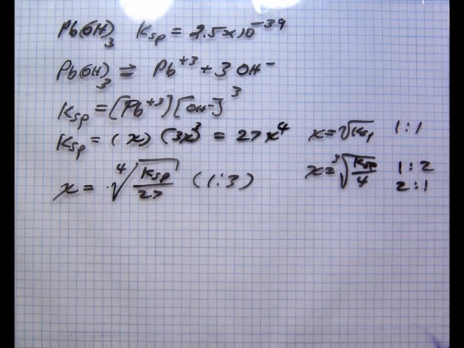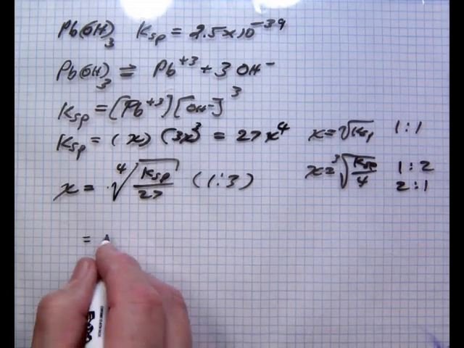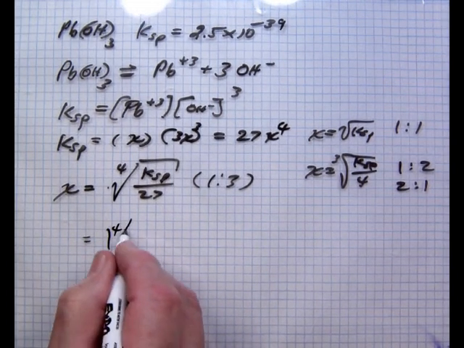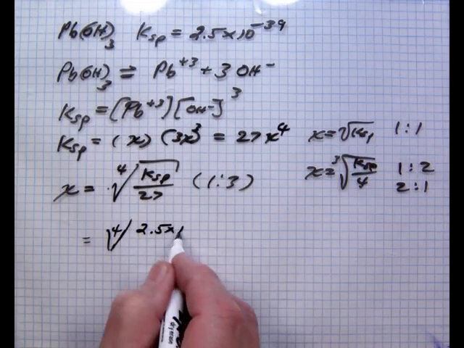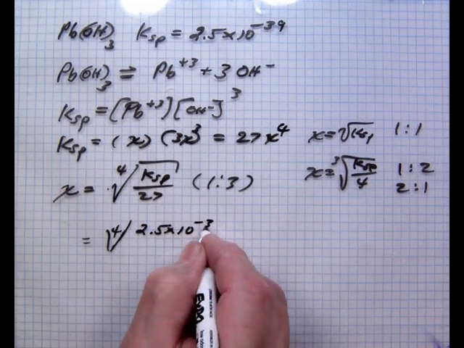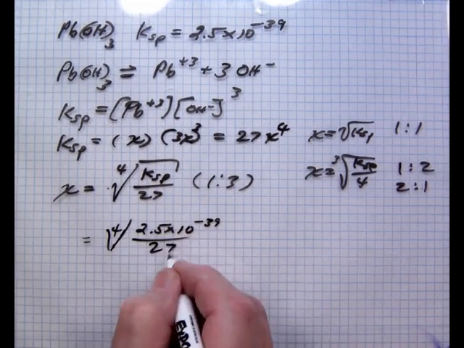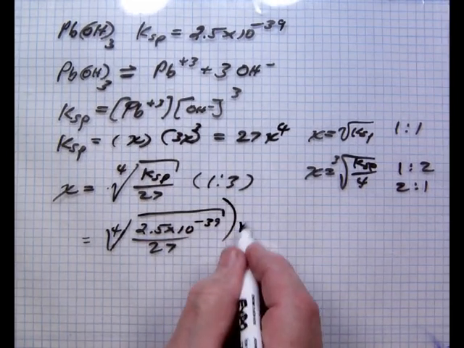Solubility product issues have common ions also that you have to take into account, and it won't be these. These are in pure water. So we have the 4th root of 2.5 times 10 to the minus 39 over 27 moles per liter.